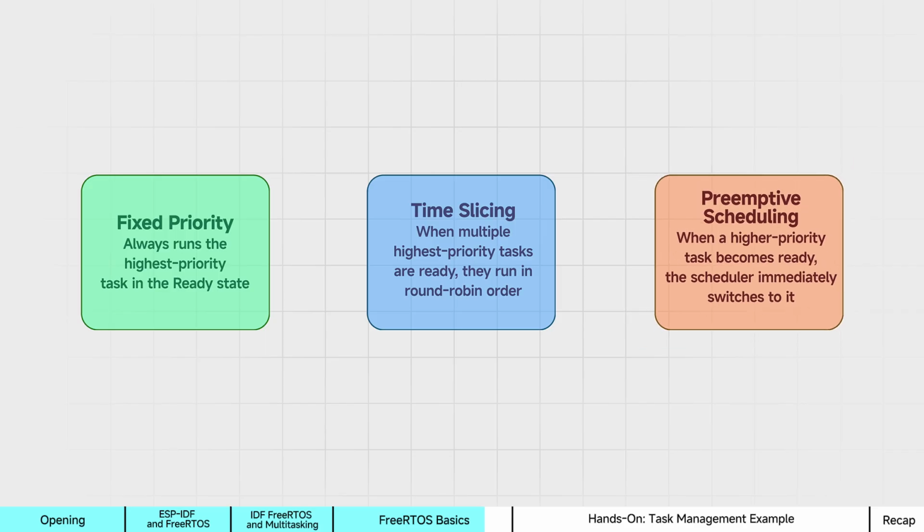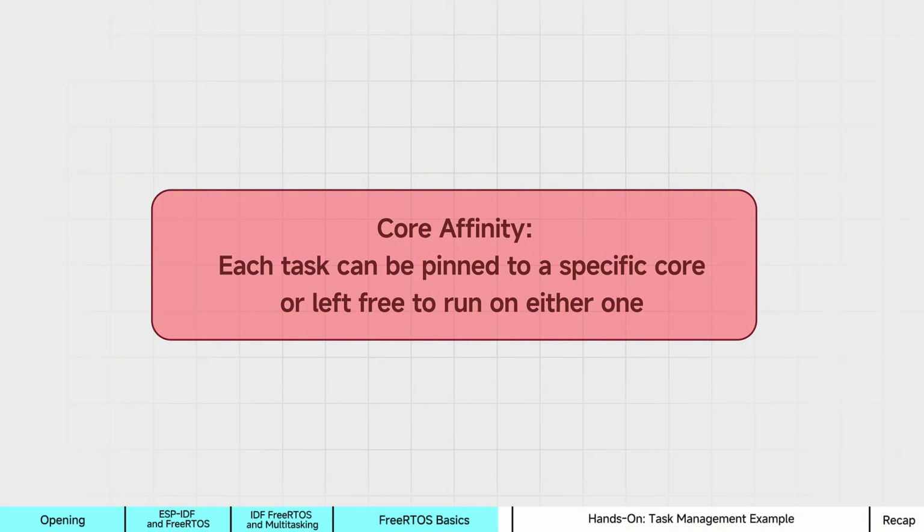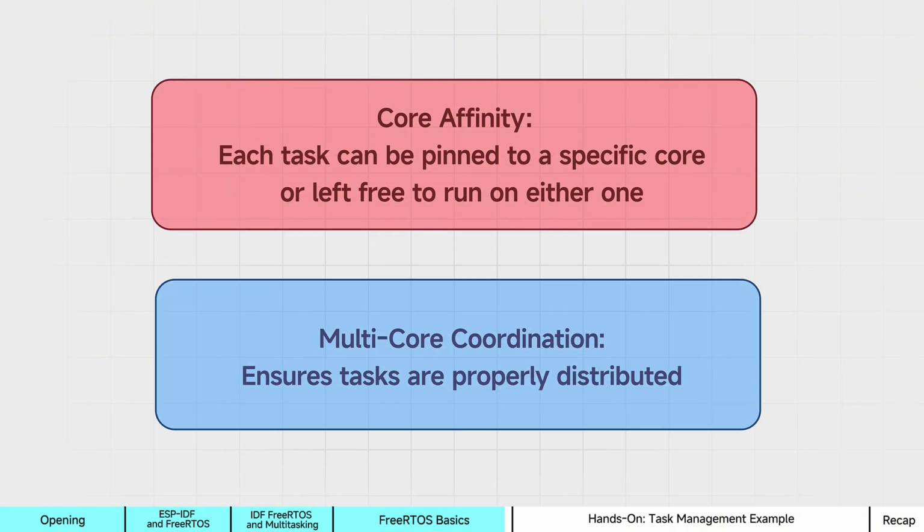On dual-core chips like the ESP-32, things get more complex. IDF FreeRTOS also considers core affinity. Each task can be assigned to run on a specific core or either core. Multi-core coordination: ensuring tasks are properly distributed and synchronized across cores.